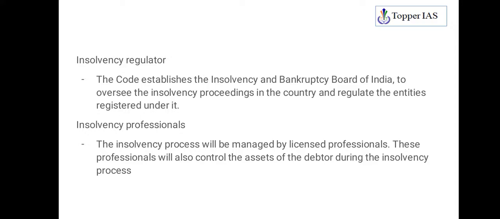Then we have insolvency professionals. The insolvency process will be managed by licensed professionals. These professionals usually have control over the assets of the debtor during the insolvency process. So remember that insolvency professionals are licensed, and they are the ones who have control over assets during the insolvency process.